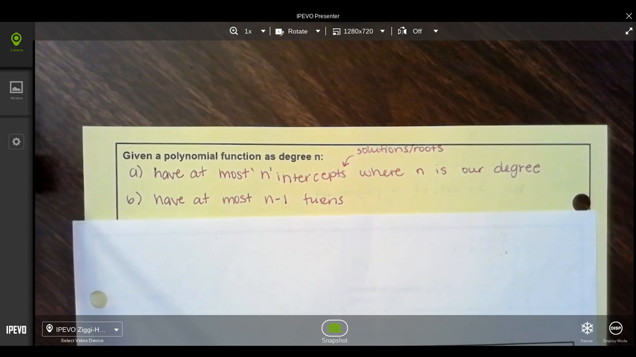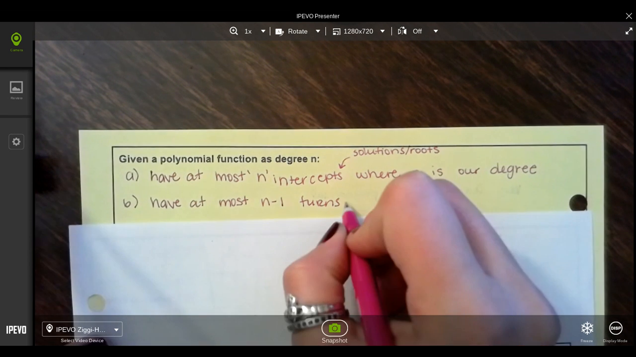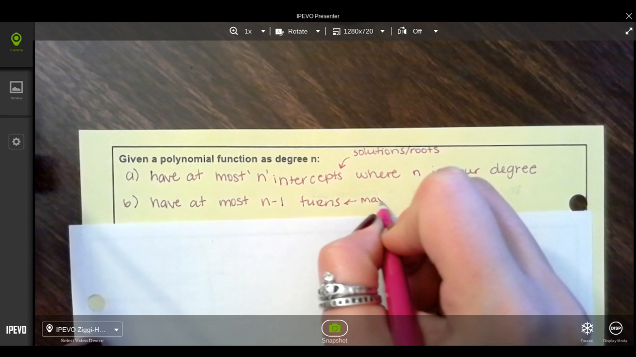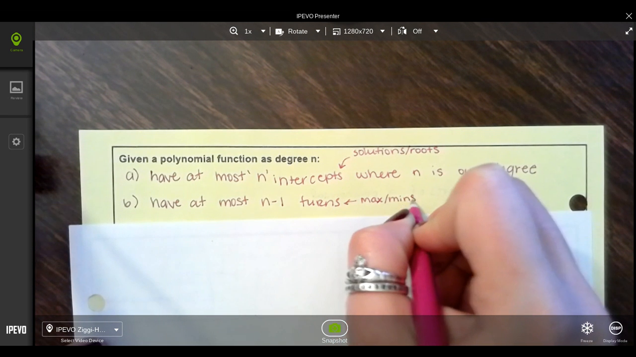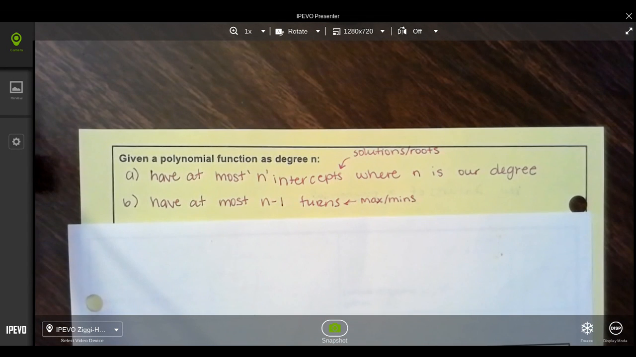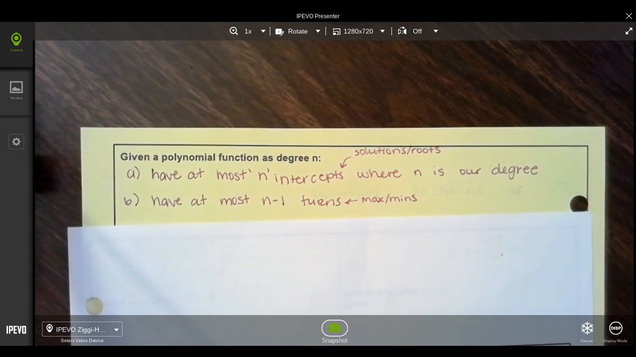Second, they have at most n minus 1 turning points. Remember, turning points are also our maxes and our mins. Make sure you have those written down, and we're going to do some examples.